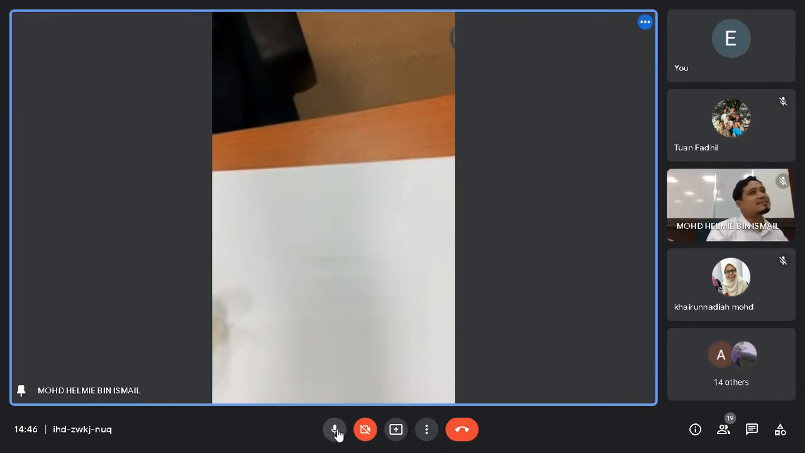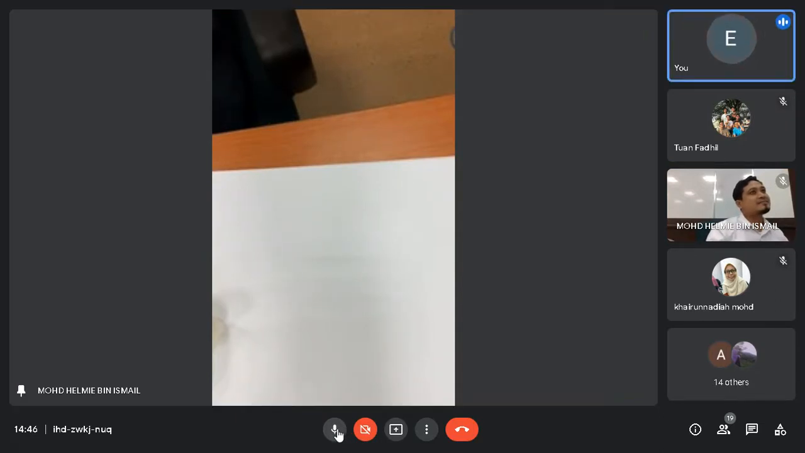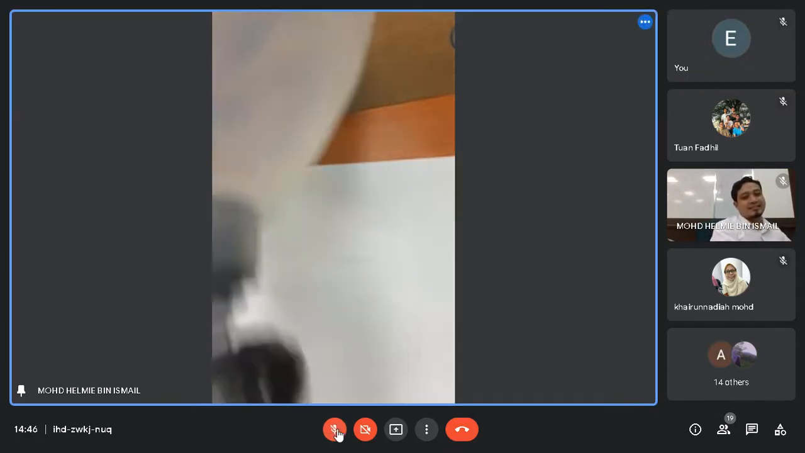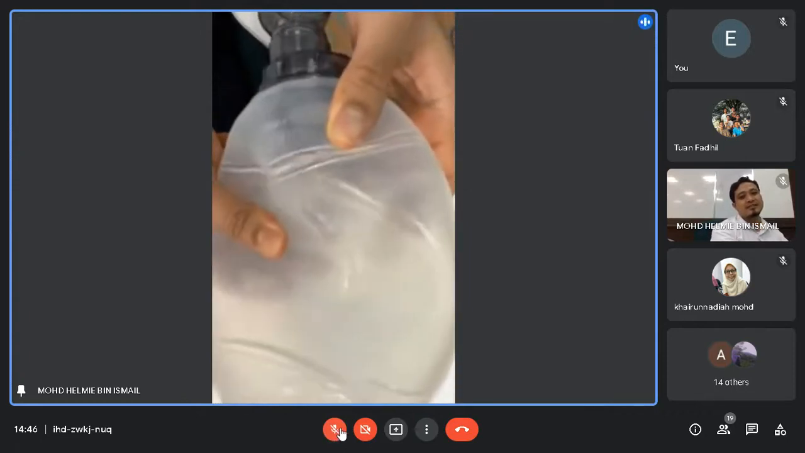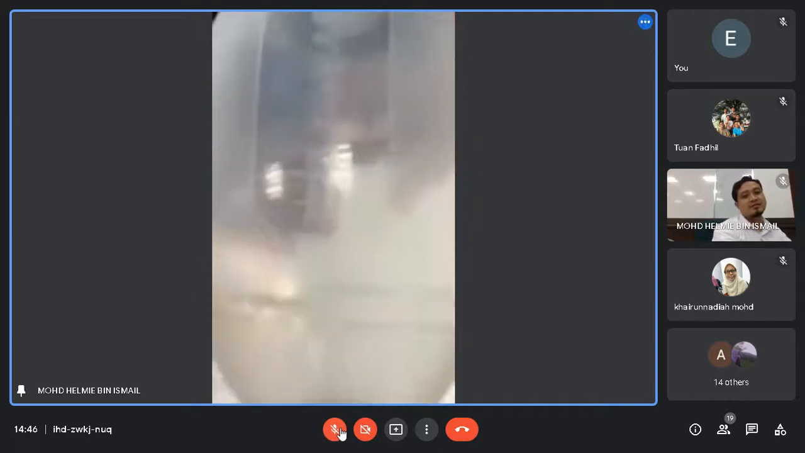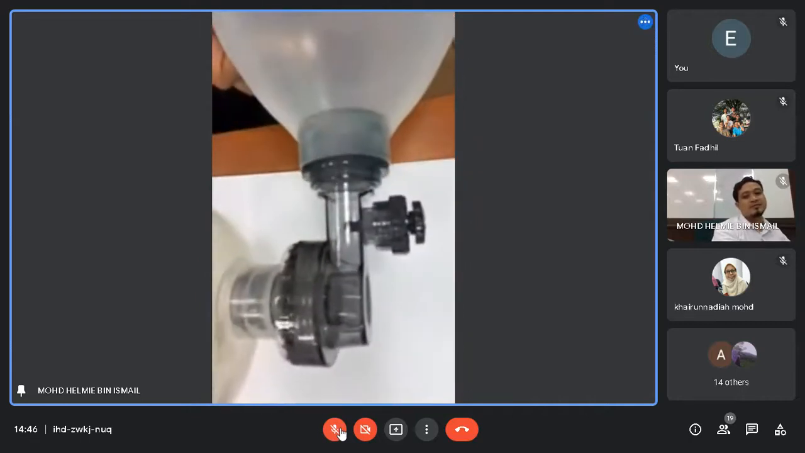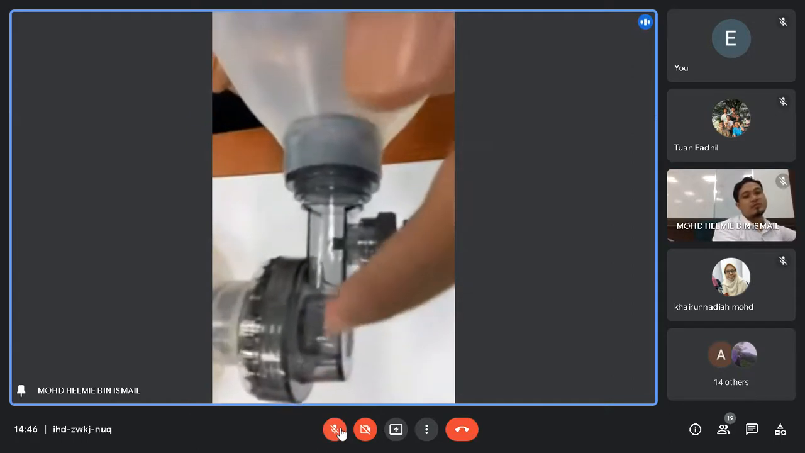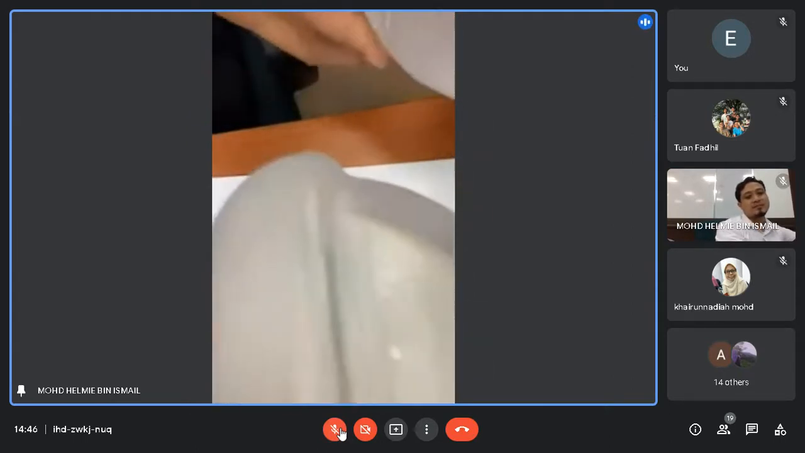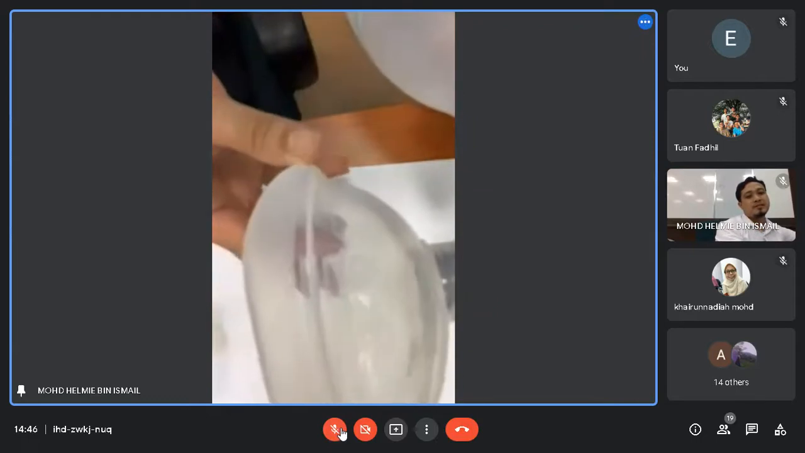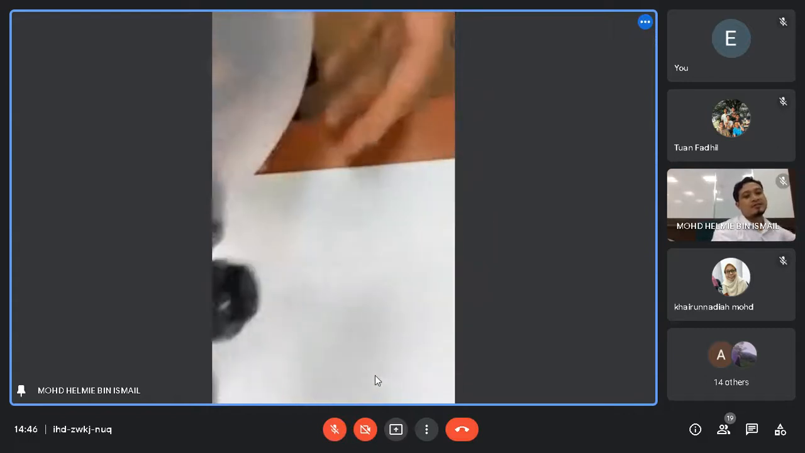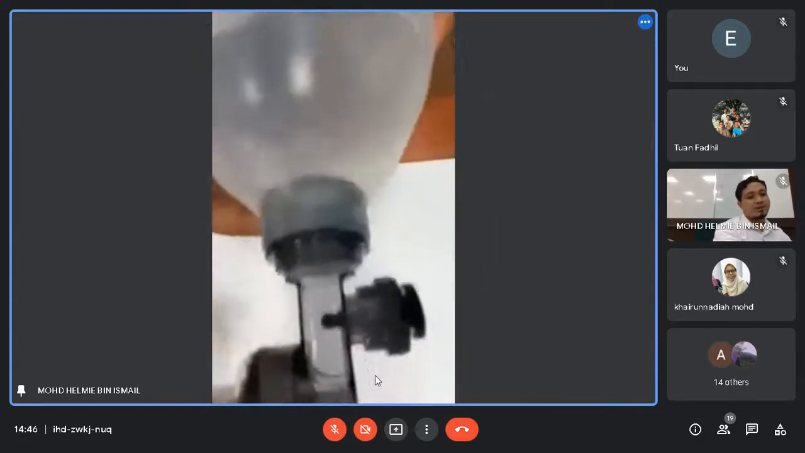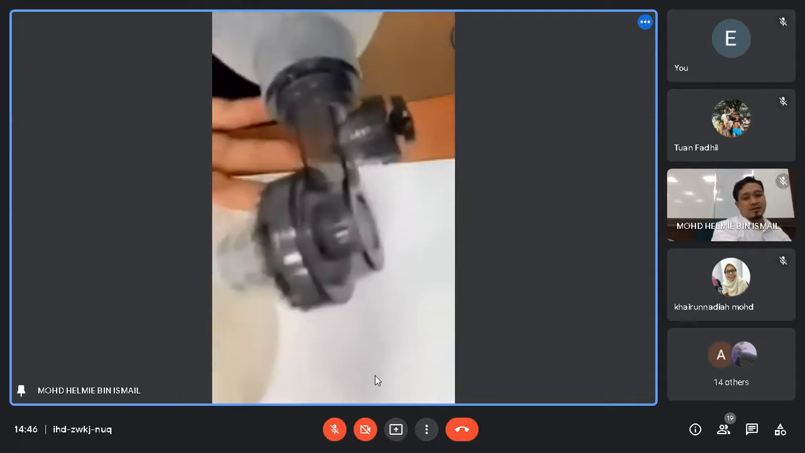Yes, and then alright. Okay, senang je nak ingat. You nampak this one is what? Bag. Right. This one bag lah. And then this one is valve. And then this one is a mask lah. So bag, valve, mask. Alright. So bag, valve, mask.